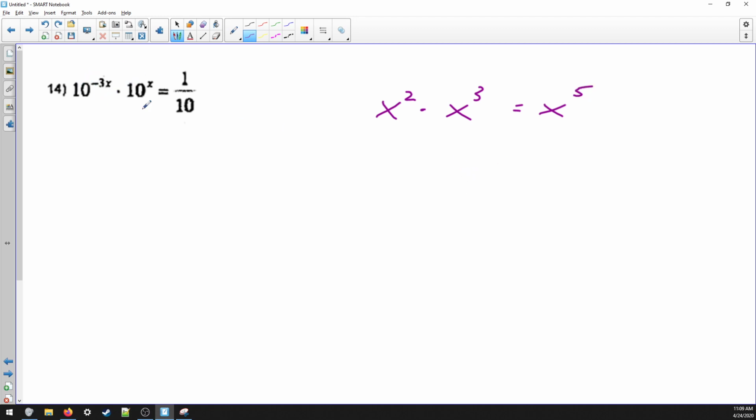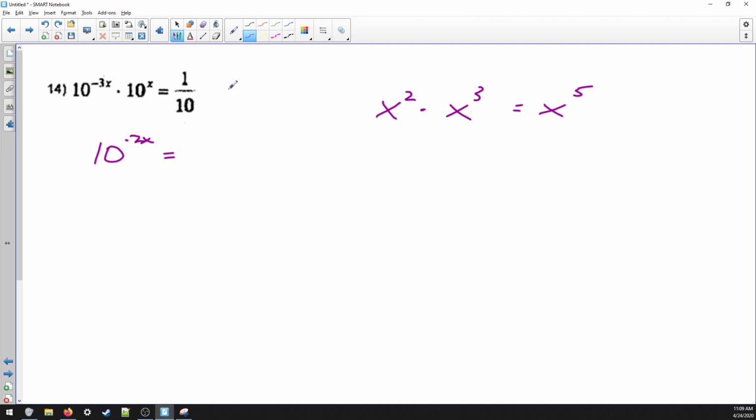If I have base 10 and base 10, I can put those together and make a base 10 combined by adding together negative 3x plus x, which is negative 2x, okay? Notice I did not multiply the 10s together. Just like how I didn't change the base of x over here, I left it alone. Leave the 10 as it is, okay?